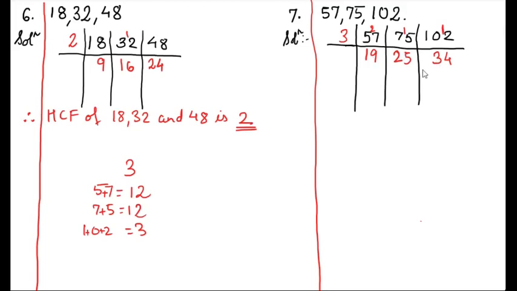HCF means what? All the given numbers should come in one single table. But here what is happening now? 19 comes in 19's table. But 25 and 34 don't come in its table. So we cannot get all three numbers in one single table. So we have to write here, therefore, HCF of 57, 75 and 102 is 3. Got it? So here we have finished the 7th sum. Take the screenshot and complete the sum in your notebook.